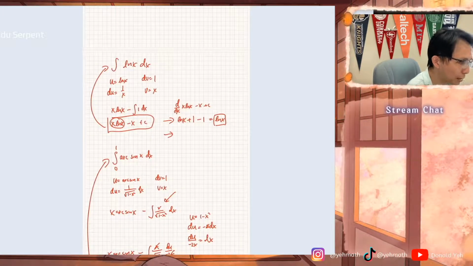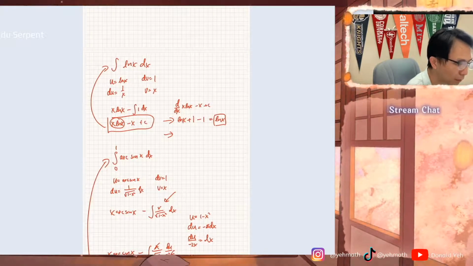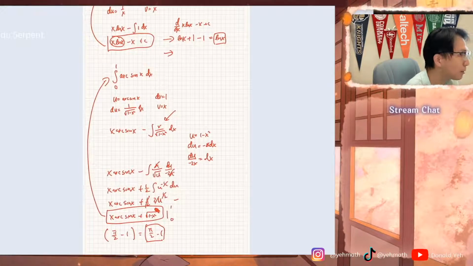Integration of natural log of x, not too bad. uv minus integral of v du. Integration of v du, fine. Arc sine, fine.